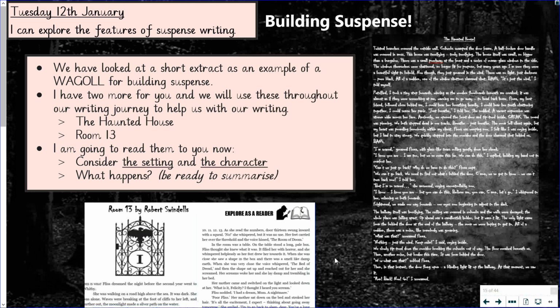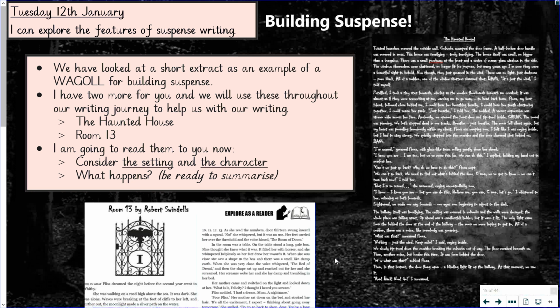So lots of this lesson is to do with reading, and I'm going to read lots to you. That's why the video here will be quite long. The best way to learn how to be a really good suspense writer is to look at really good examples. So we've looked at one mini example that was really good, and we're going to look at two more. And we're going to use these all the way through our writing journey. You can sit back and relax and listen to me read them through. But as you listen, I want you to think about the setting and the character, and think about what actually happens in those extracts if you had to summarize them.